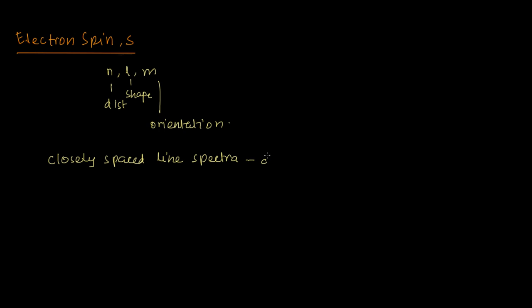Which were at times doublets. That means there were two of them, or triplets. There were three of them, and so on. Now it meant there was something else to them, right? There was something else to the electrons, and it was proposed by Uhlenbeck and Goudsmit.